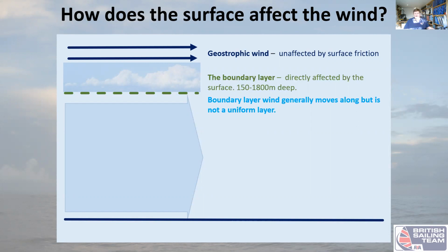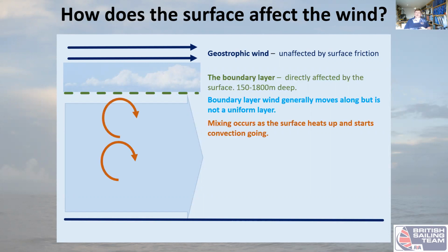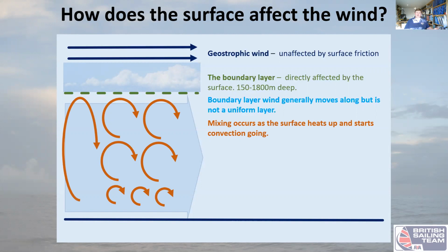So the boundary layer, as it moves along, is not a uniform layer. There's lots of mixing and bumbling around inside it, and it depends really on how the surface is heating up underneath it. As the surface heats up, air rises. So as your flow is going along from left to right on this image, you'll have circulation going along with that. It could be big ones, it could be small ones down the surface, and occasionally you'll have large ones which will go all the way up to the top of the boundary layer.